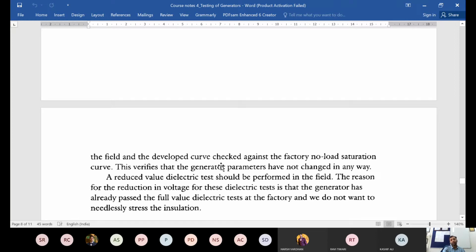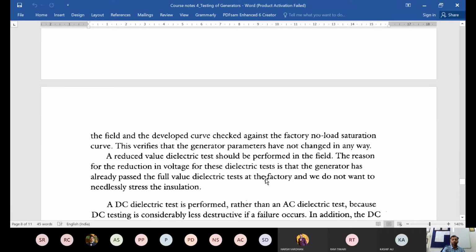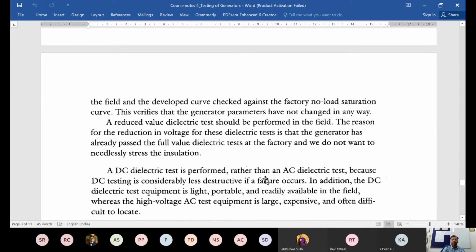So as we have been discussing, the first dielectric test which we discussed in factory, that is having a very high voltage. It is the winding is exposed to 2 times the rated voltage. In this case, it is saying for category 1 and 2 generators in field, the dielectric test can be performed, but at a reduced value, not at the 2 times of the rated phase voltage. The reason for the reduction in voltage for these dielectric tests is that the generator has already passed the full value dielectric tests at the factory, and we do not want to needlessly stress the insulation. So that is the reason behind that.